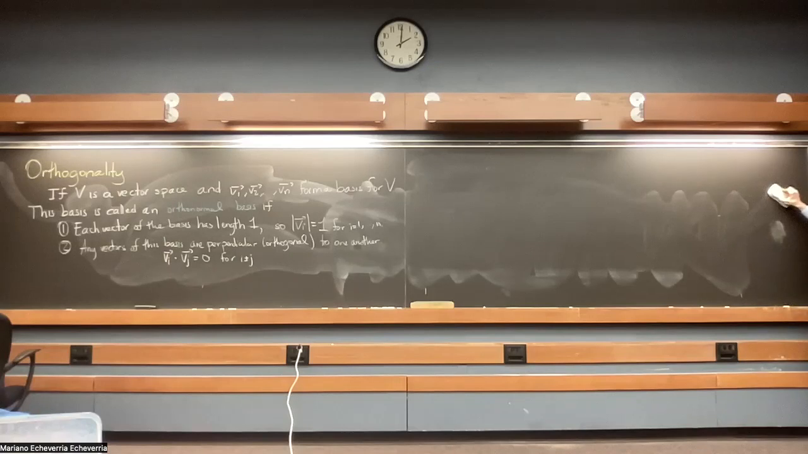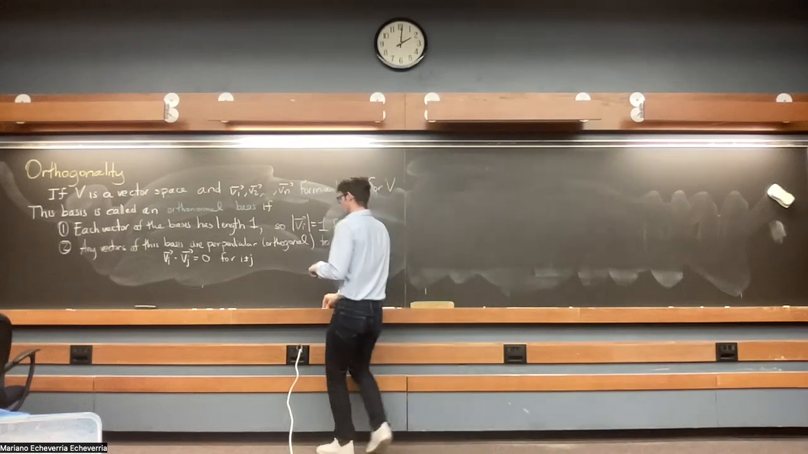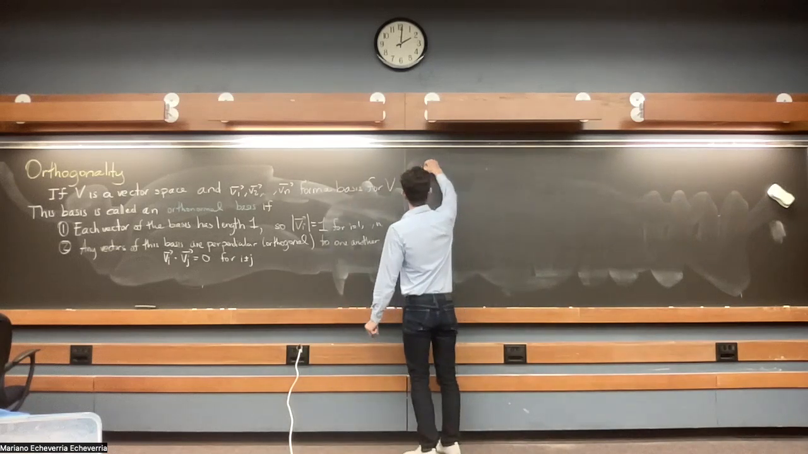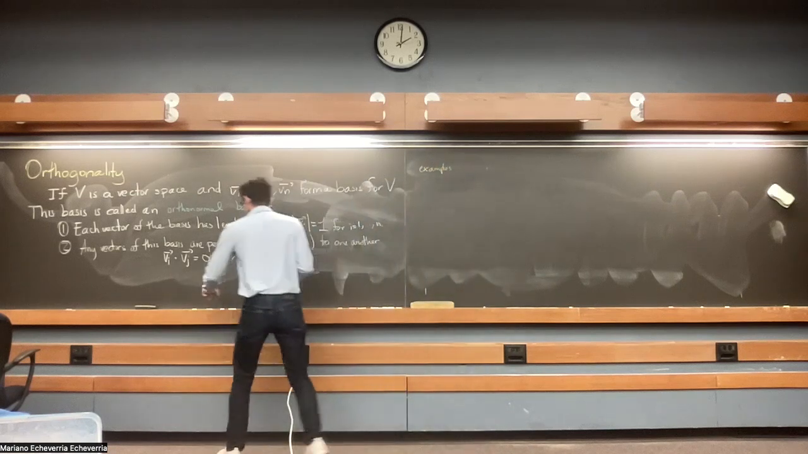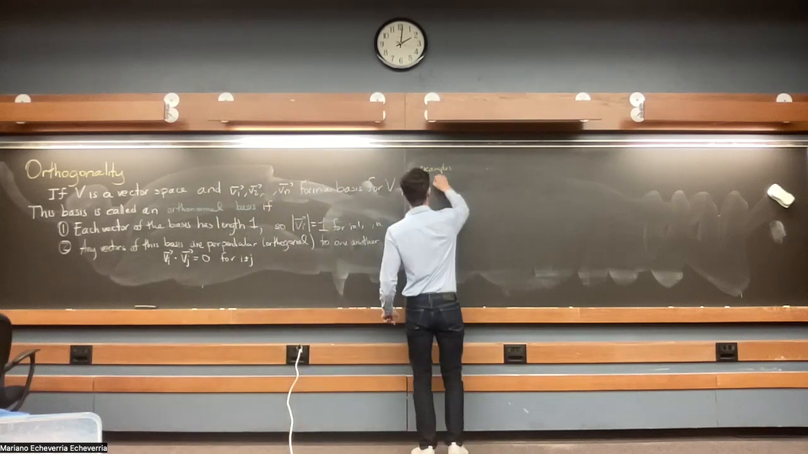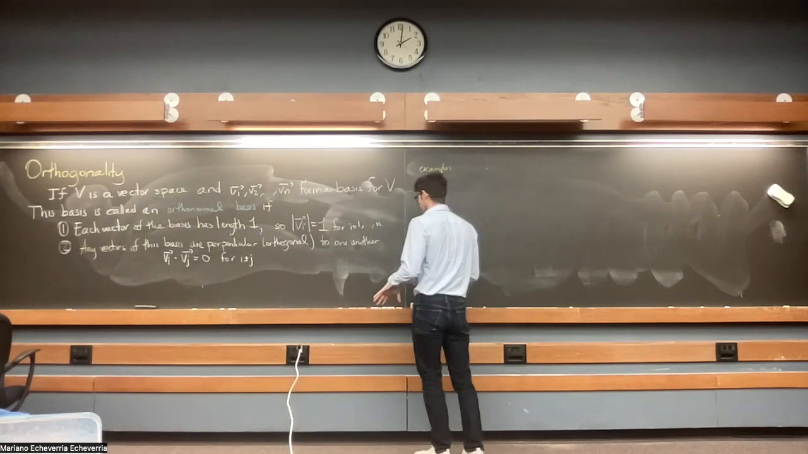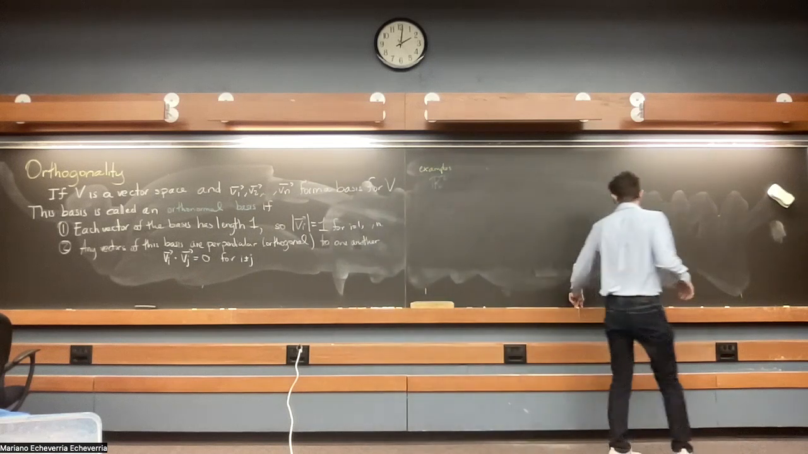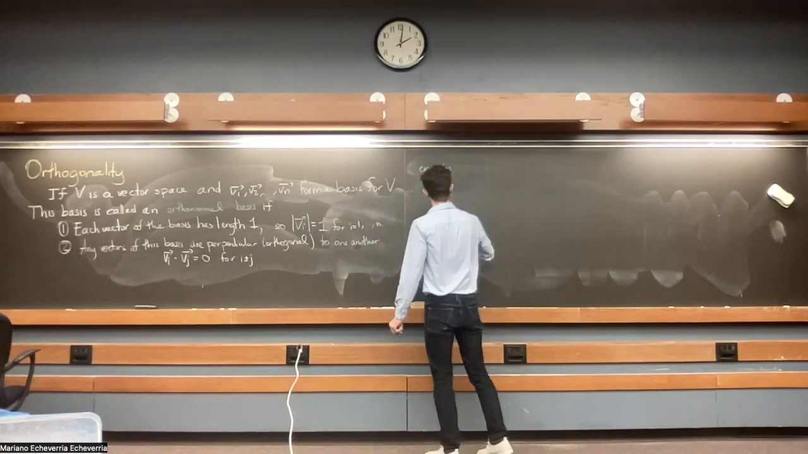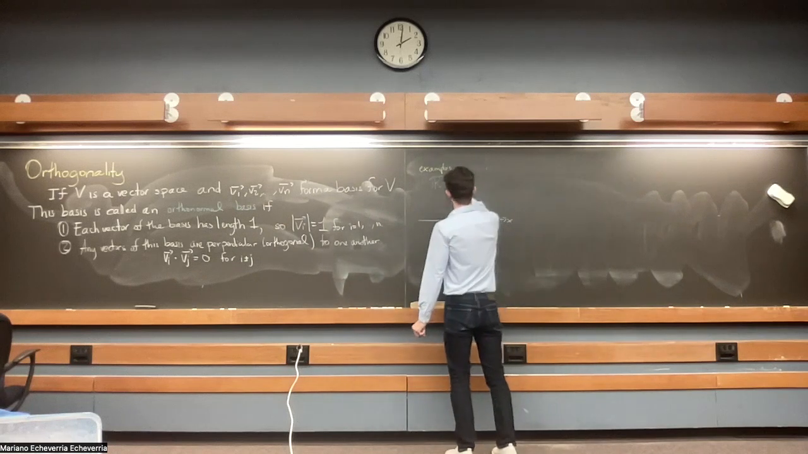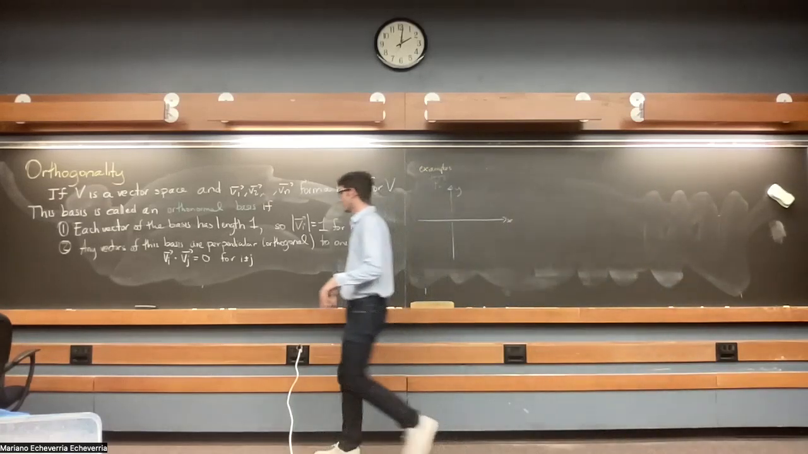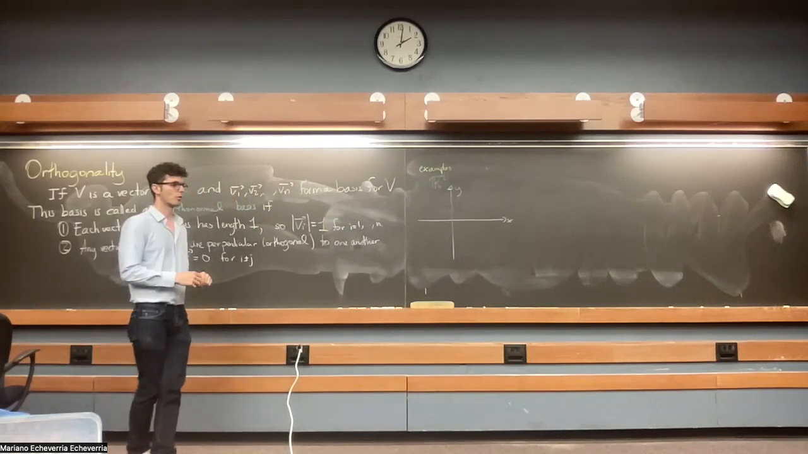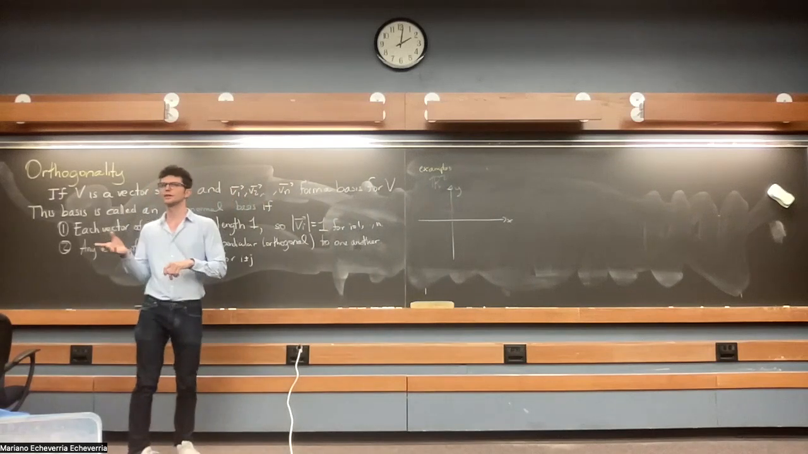Is that making sense? Let me give you some examples so that you see better what the idea is. If you take R2, the vector space R2, which is the plane, what would be an orthonormal basis for R2? Well, the standard basis works.